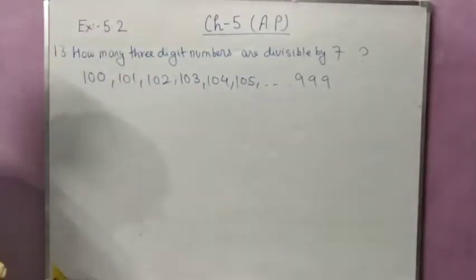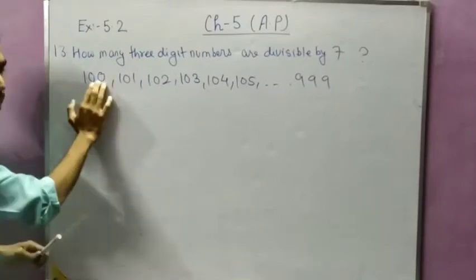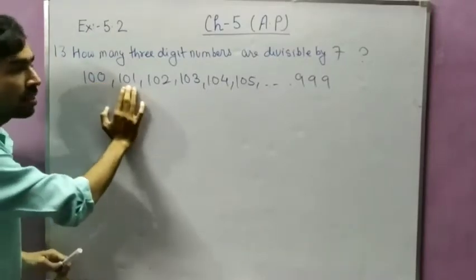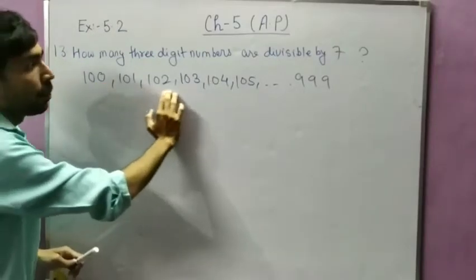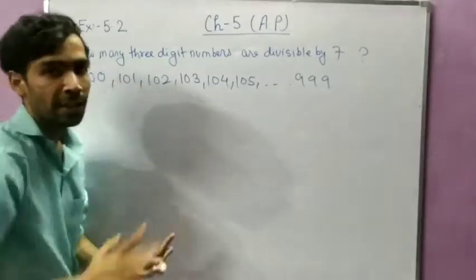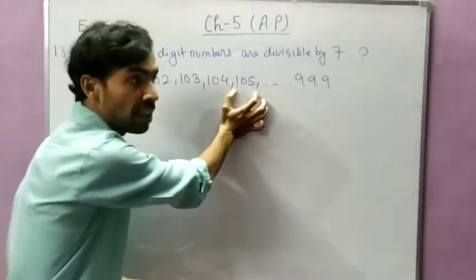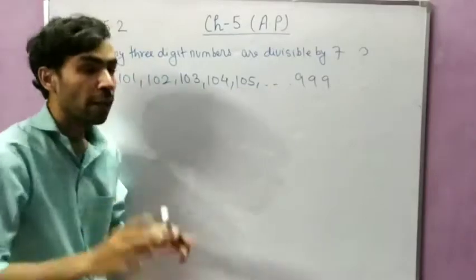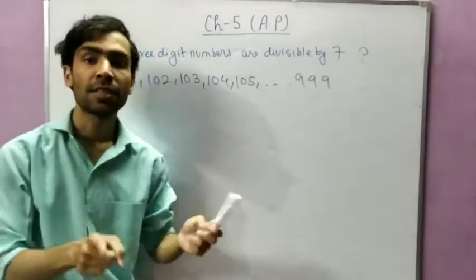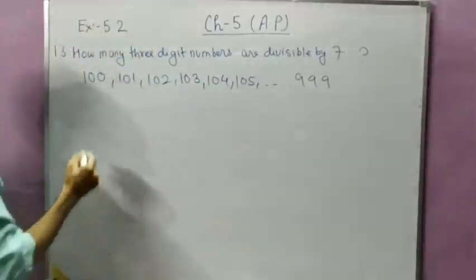Okay, so when you start from 100, this number is not divisible by 7. Up to 104 it is not divisible by 7, but 105 is divisible by 7. So the first 3-digit number which is divisible by 7 is what?